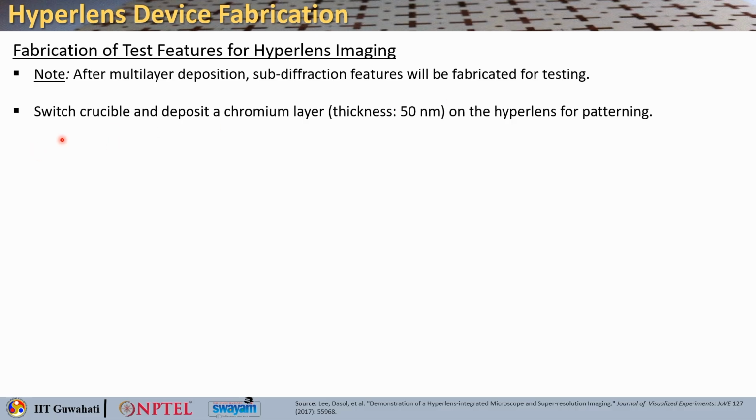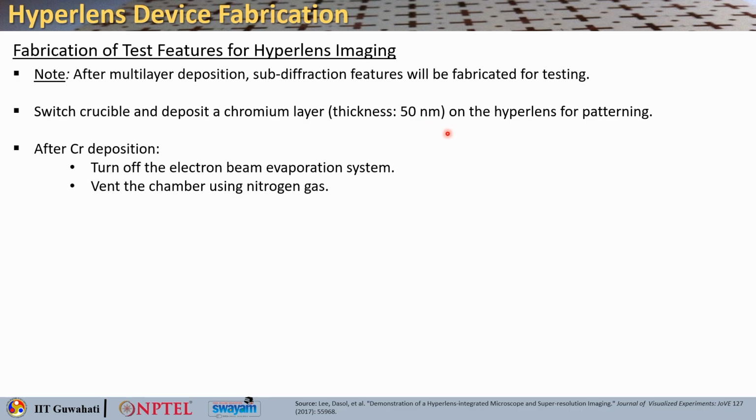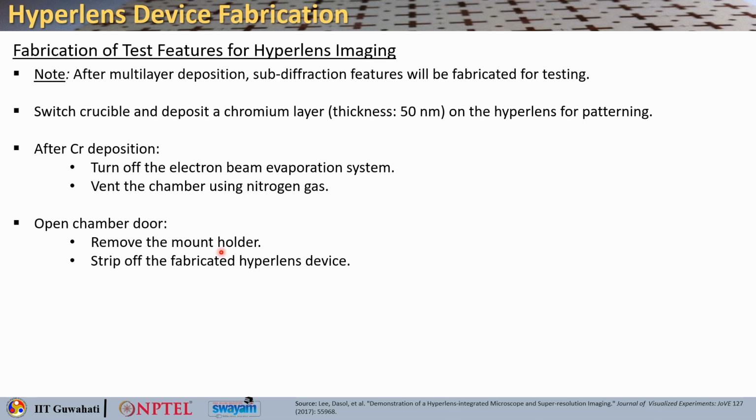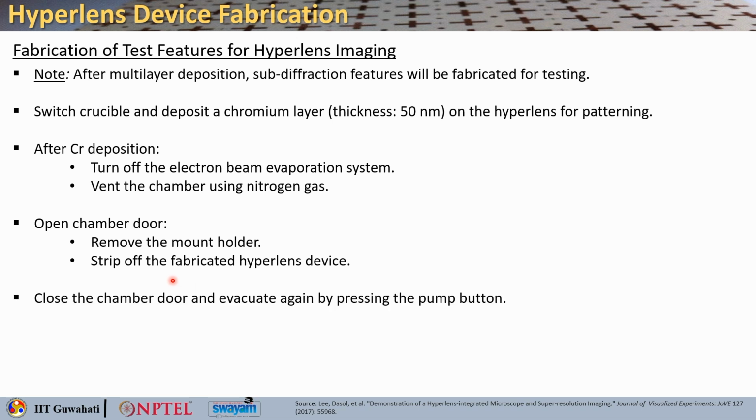So, you switch crucible and deposit a chromium layer of 50 nanometer thickness on the hyperlens for patterning. After the chromium deposition, you turn off the electron beam evaporation system and vent the chamber using nitrogen gas. Then you open the chamber door, remove the mount holder, and strip off the fabricated hyperlens device.